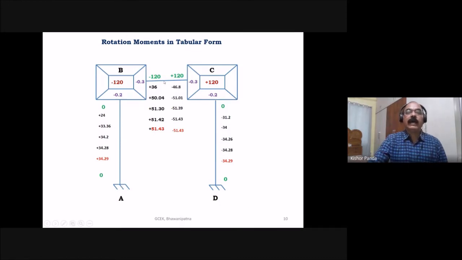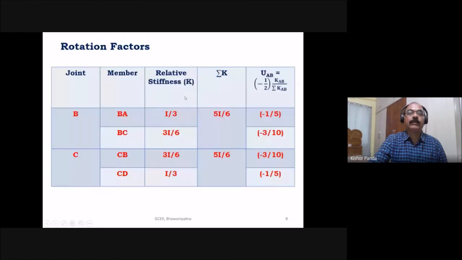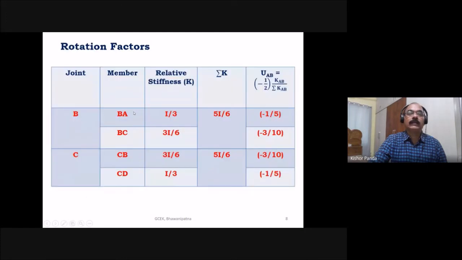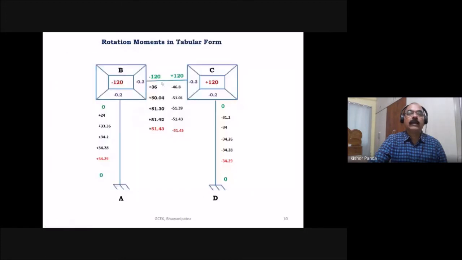Just above the horizontal line, you write the fixed end moments, MFBC and MFCB. MFBC is equal to minus 120 and MFCB is plus 120. Just write these above the horizontal line: MFBC minus 120 and MFCB plus 120.